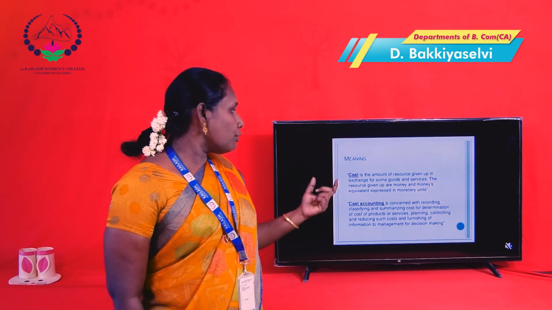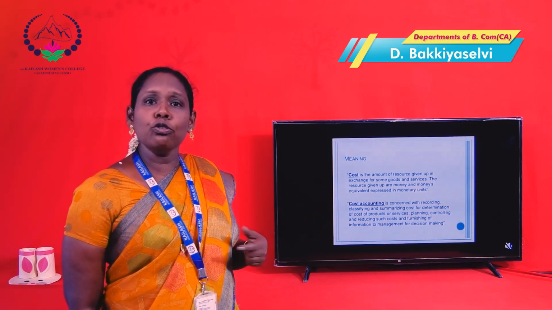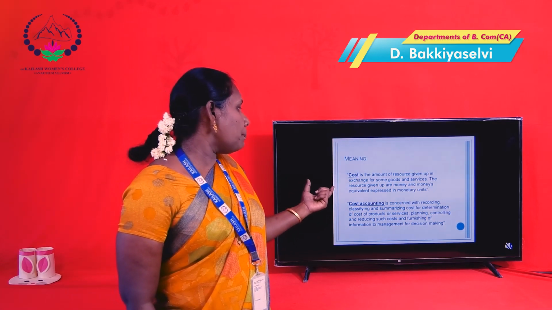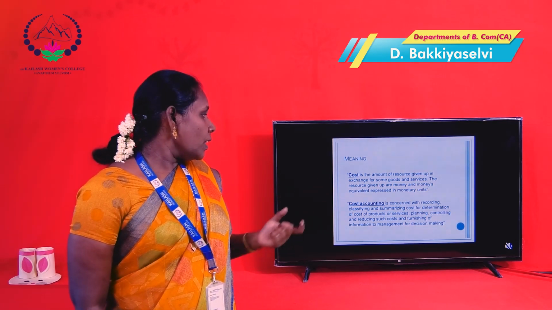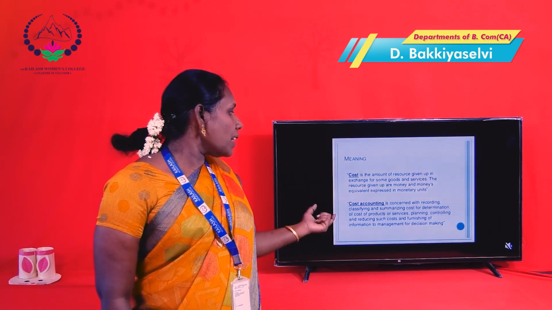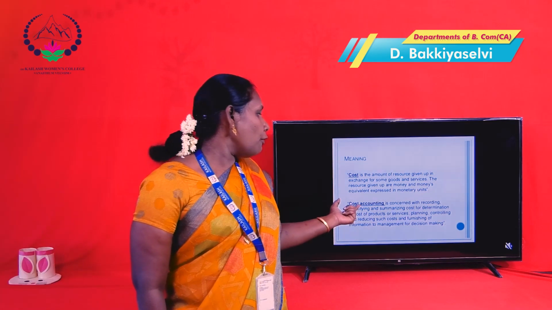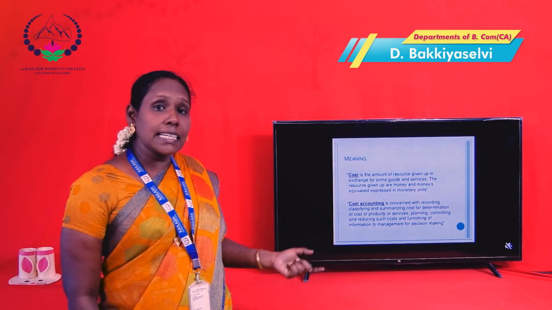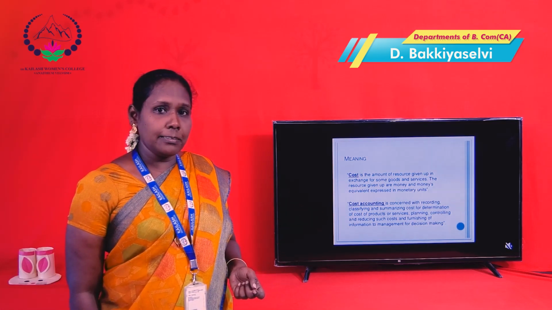First one is cost, then costing, cost accounting, and cost accountancy. The cost is the amount of resources given up in exchange for some goods and services. The resources given up are money and money's equivalent, expressed in monetary units. And the next, cost accounting. Cost accounting is concerned with recording, classifying and summarizing costs for the determination of the cost of products or services, planning, controlling and reducing such costs, and furnishing information to management for decision making.